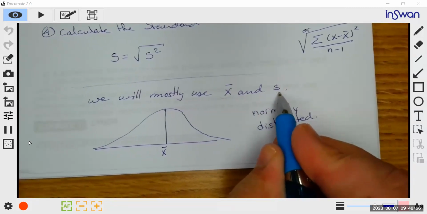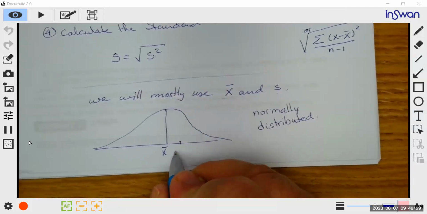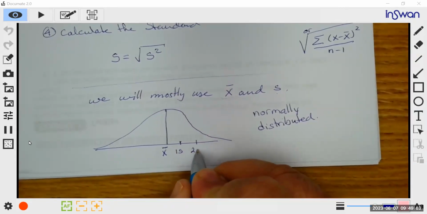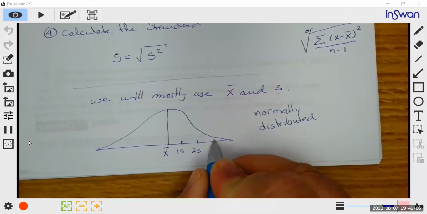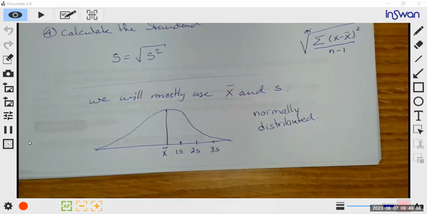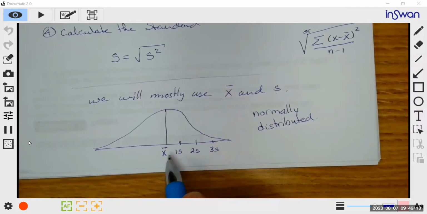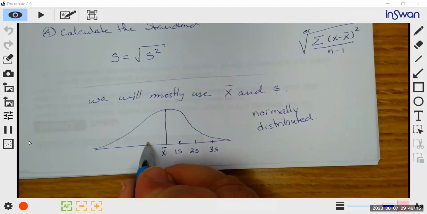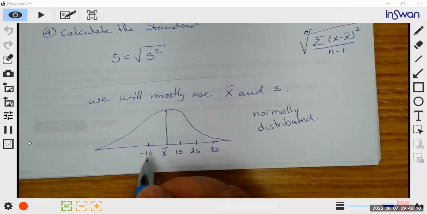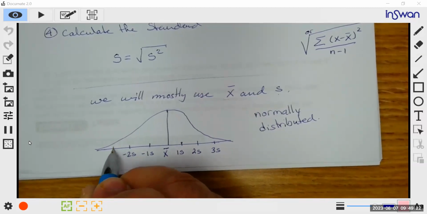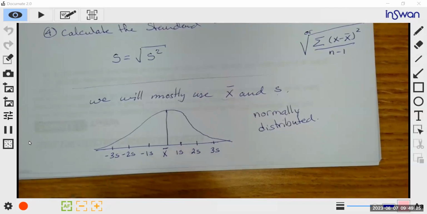How does the standard deviation come into play? Well, on both sides, we have 3 standard deviations. On the right-hand side, we add the standard deviations to the mean. On the left-hand side, we subtract the standard deviations from the mean. So far, so good?